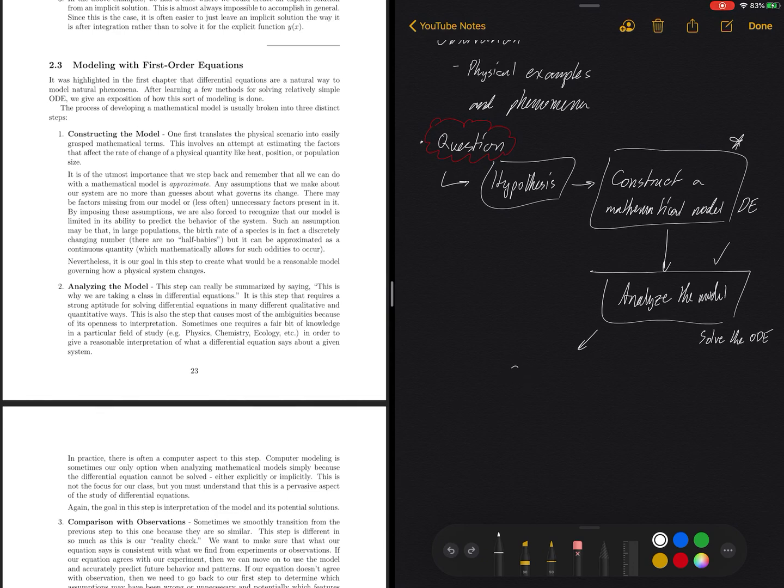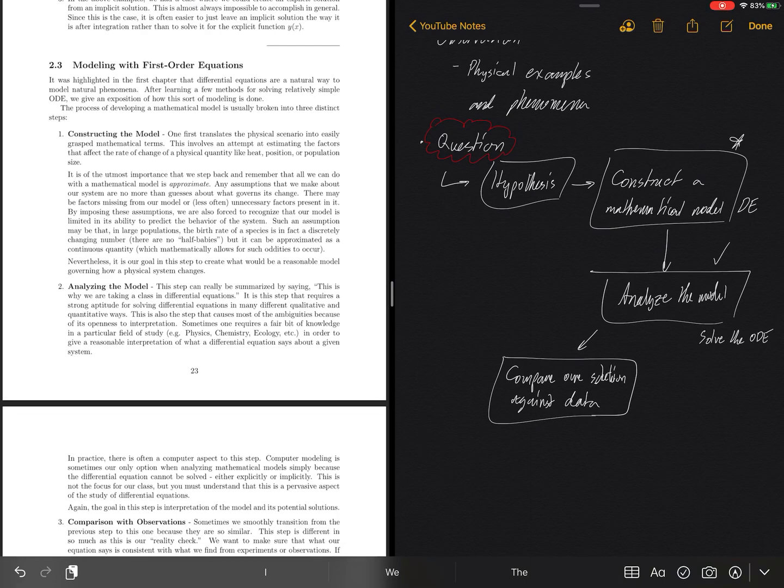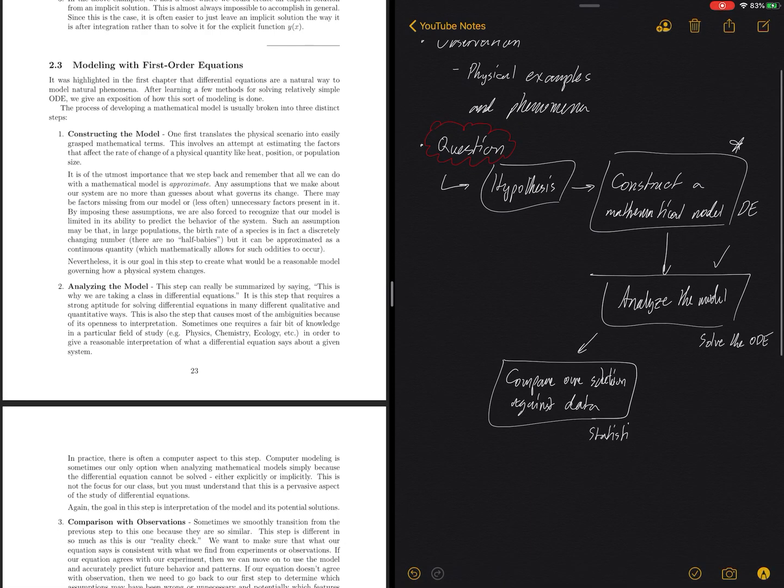So we ask ourselves, did we get at an answer? Sorry, we should compare our solution against data. Usually there's going to be some physical experiment or simulation that you can run to compare against your solution. And your solution is supposed to reasonably predict or approximate this data. So usually there's some sort of statistical analysis that goes in at this step.